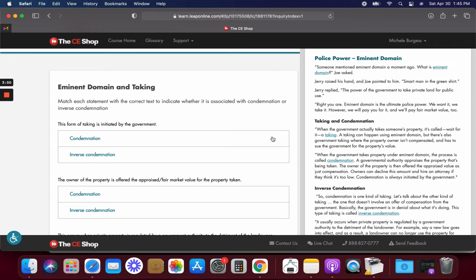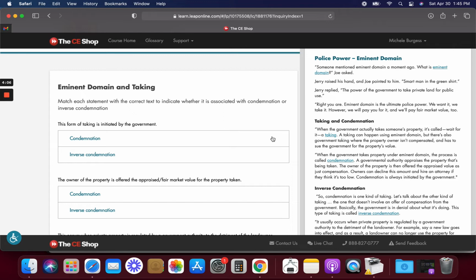When the government actually takes someone's property, it's called, wait for it, a taking. It's exactly what I was just saying. A taking can happen using eminent domain, but there's also a government taking where the property owner isn't compensated, and you don't want that to happen.